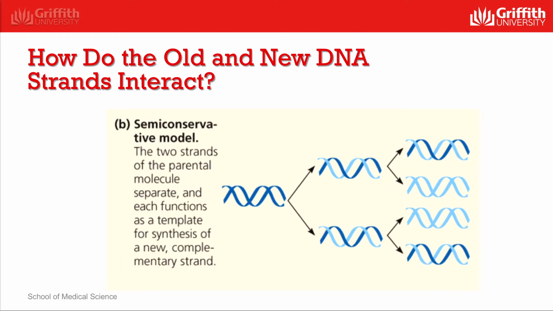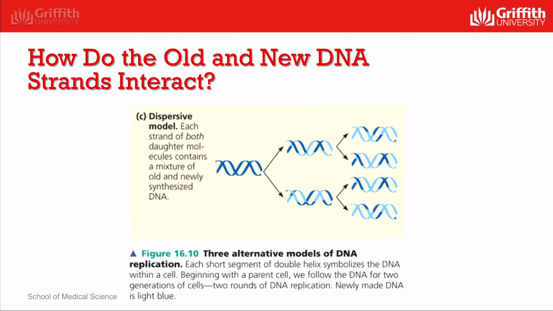In the semi-conservative replication model, the two strands of the parent molecule separate and each strand functions as a template for the synthesis of a new complementary strand. As a result, the newly produced DNA molecule will have one old and one new strand. In the dispersive replication model, the parent DNA molecule is cut into sections so that the newly produced daughter DNA molecules will contain a mixture of old and newly synthesized DNA.